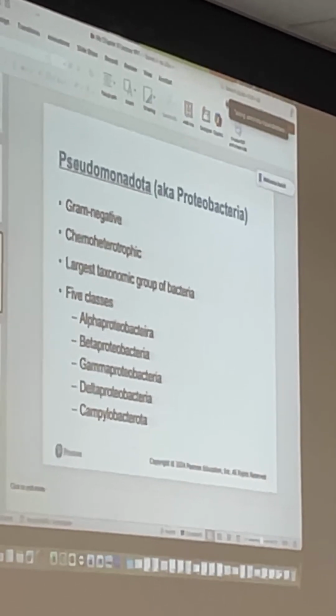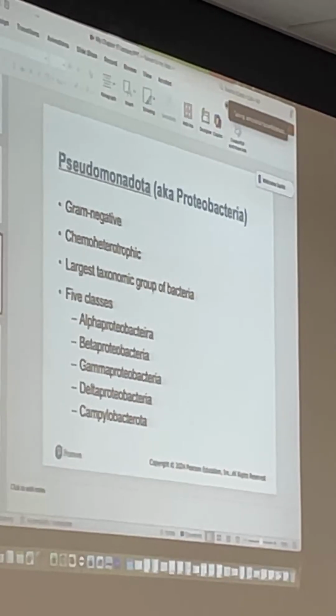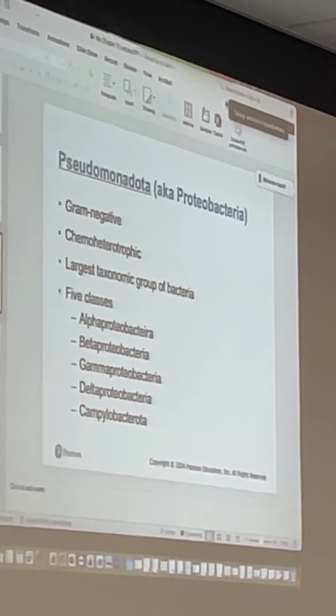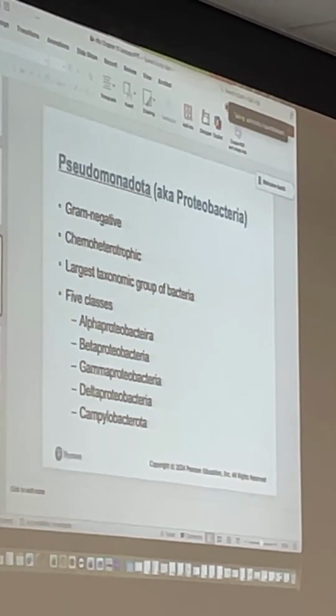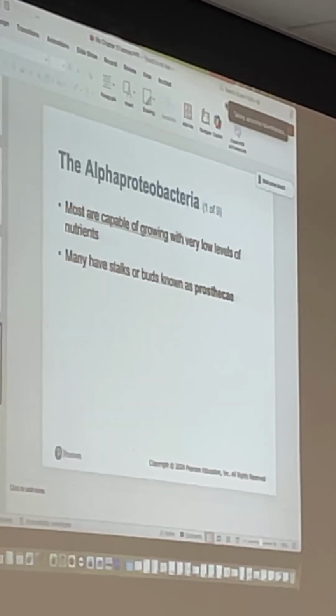This is easy. Greek alphabet, alpha, beta, gamma, delta. Easy peasy, right? Campylobacter is the only one that throws it off a little bit, but nonetheless, you have these alpha, beta, gamma, delta proteobacteria, and Campylobacteriota. All right, so let's jump into the alpha proteobacteria.